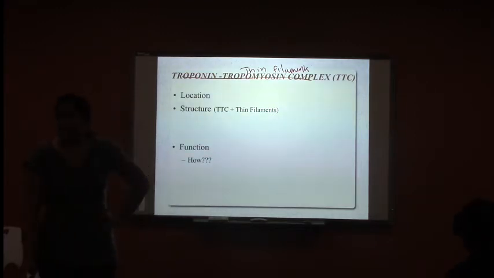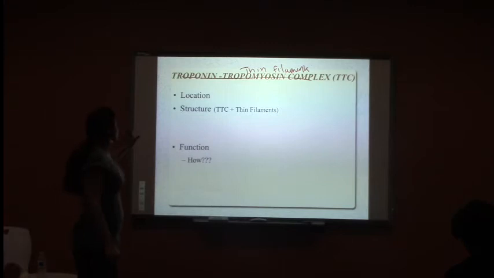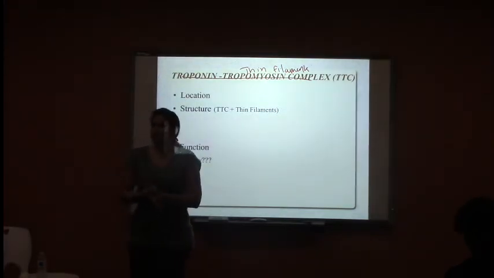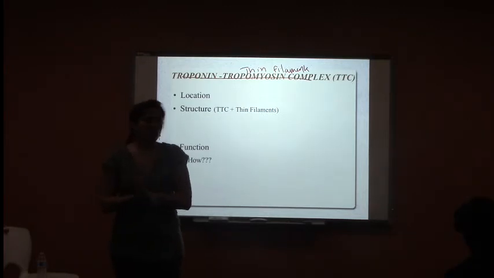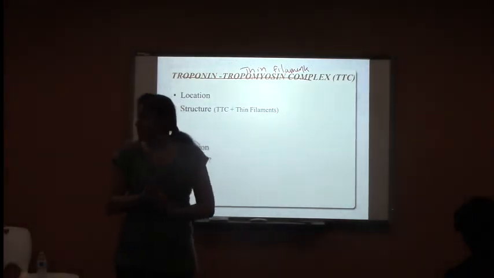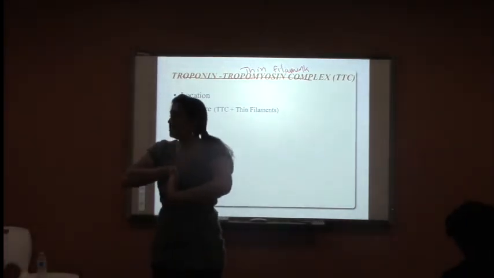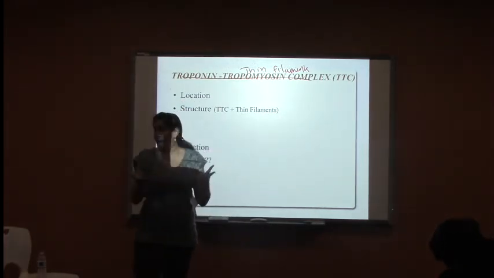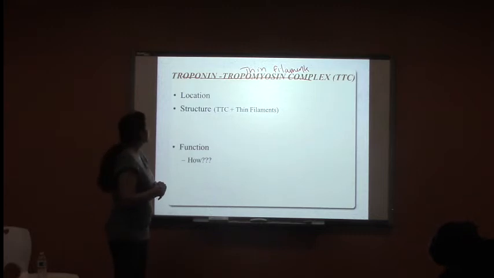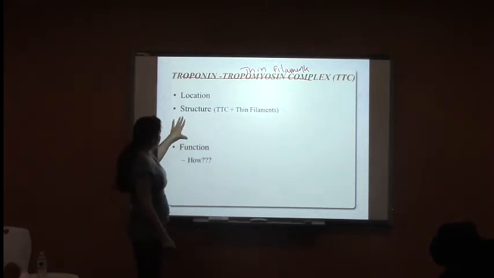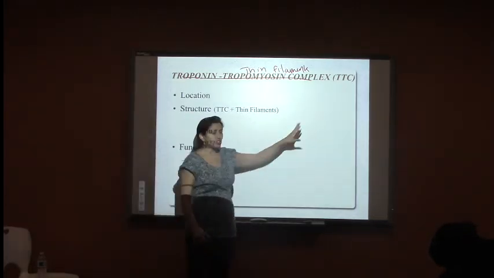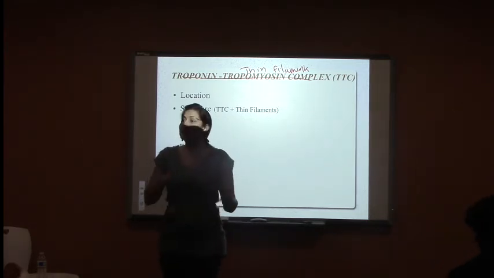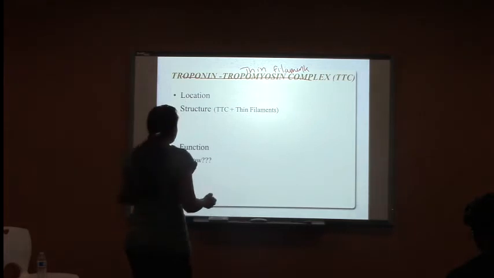Okay. So, where do you find thin filaments? Talk to me. Underneath the I band and the A band, right? Because the A band is the interaction between the two. Now, structure. We're going to draw the structure of complete thin filaments with the actin chain as well as the TTC.